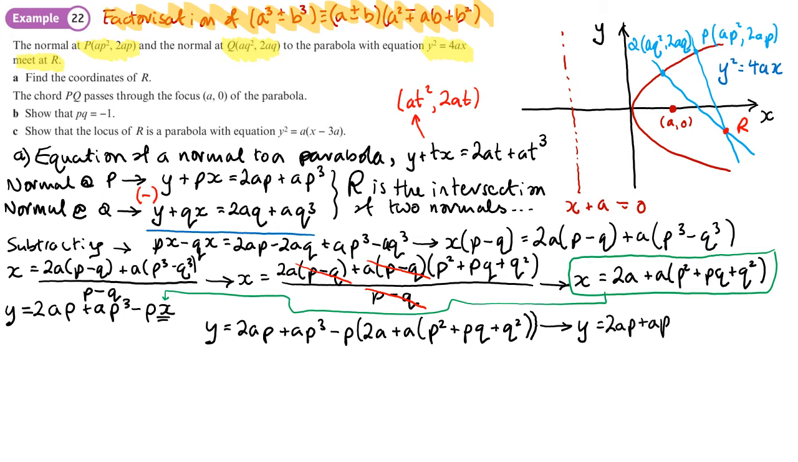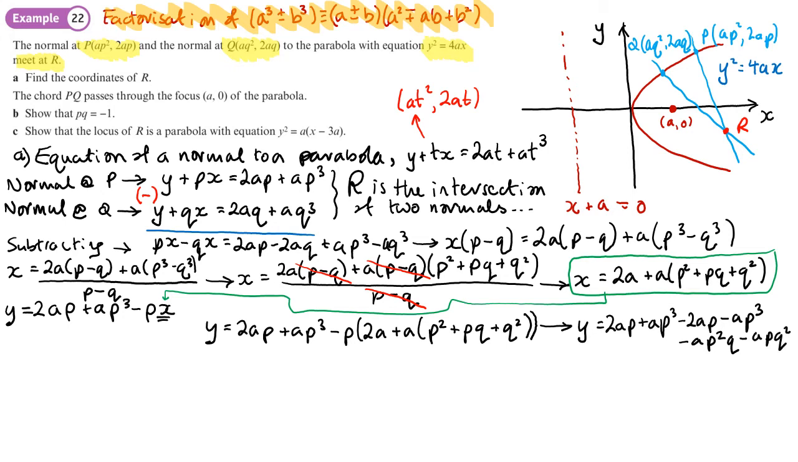Plus ap cubed, and then I'll have minus 2ap, so that's going to be gone because the first term is the same as that. Then I will have ap squared times by minus p, so minus ap cubed. Okay, so that cancels out the other ap cubed. Then I'll have apq times by minus p, so minus ap squared q. Then the last term will be aq squared, so it'll be minus apq squared.